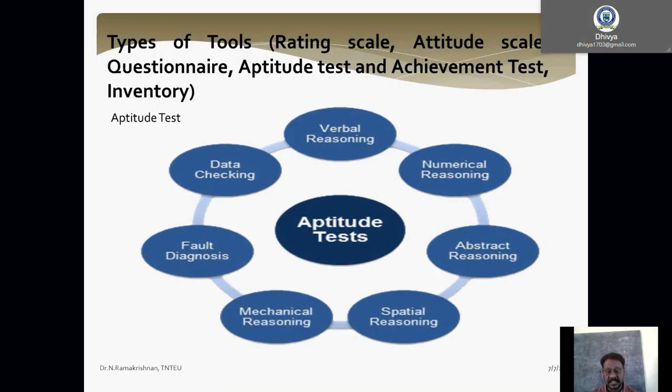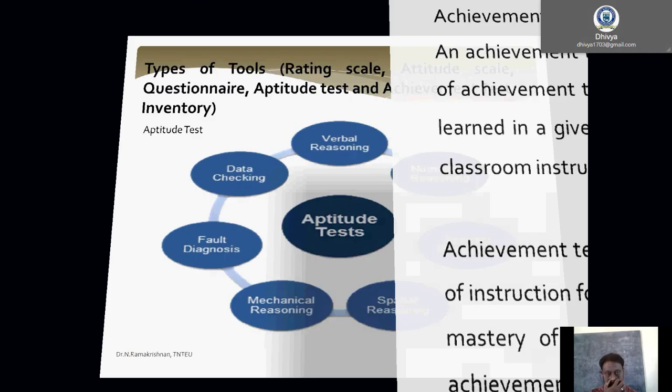Again, this slide also explains the same. Our aptitude tests are in terms of data checking, which is for clerical posts, and verbal reasoning, numerical reasoning, abstract reasoning, and spatial reasoning, where we see 3D images and spatial relations. Then mechanical reasoning and fault diagnosis: if you are able to identify the fault diagnosis, then you will be fit for the job. These are all about aptitude tests.